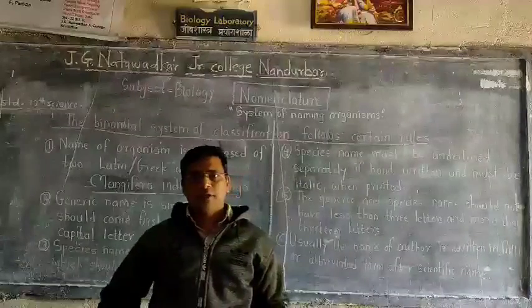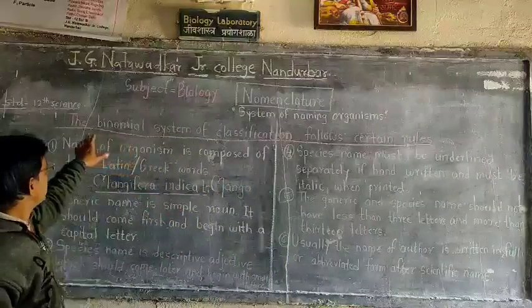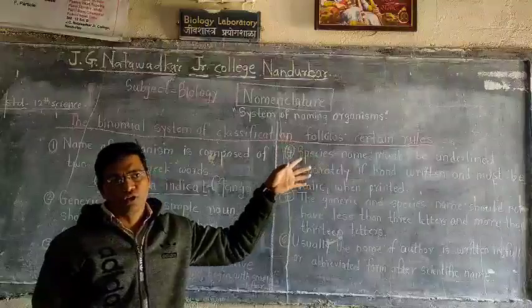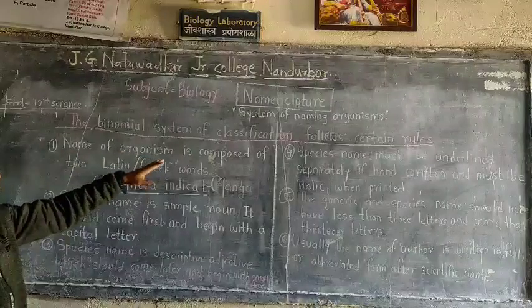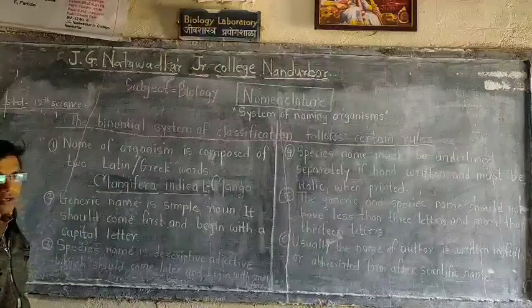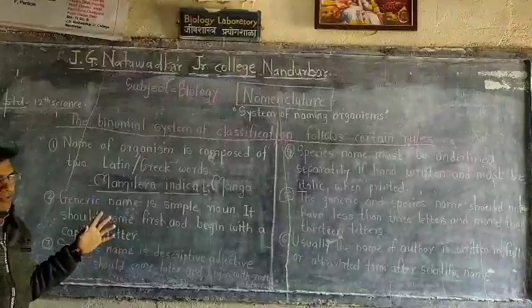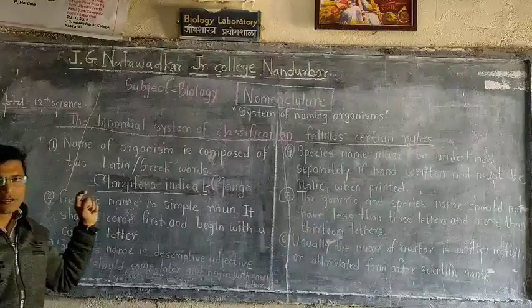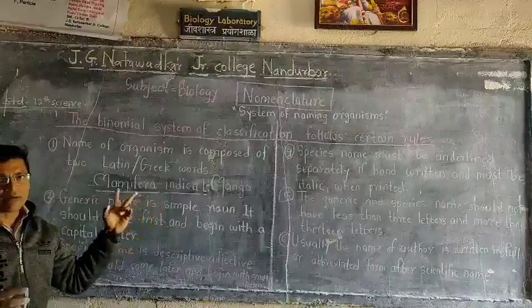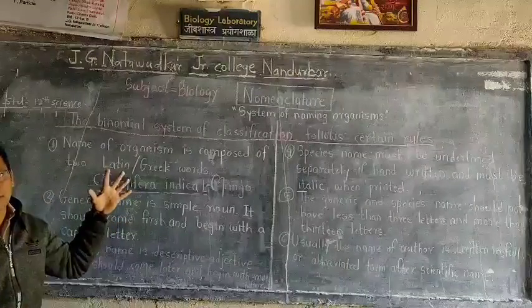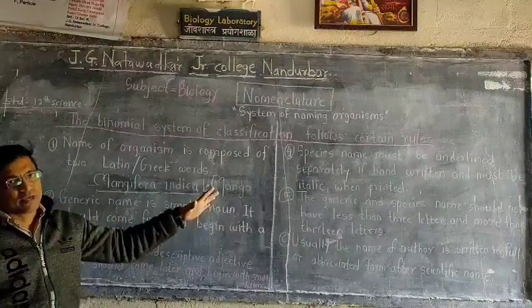In giving a scientific name to a particular organism, we have to follow some rules. So the next point is that the binomial system of classification follows certain rules. Now what are these rules? The first rule is that the name of the organism is composed of two Latin or Greek words. If you want to give the scientific name to this mango tree, then it must have two names in the Latin or Greek language. Mangifera indica is the name of the mango tree.